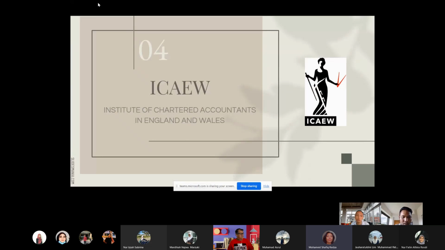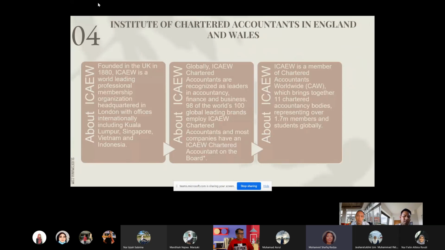Okay, lastly, the last presentation for me is ICAEW. About ICAEW, founded in the UK in 1880. ICAEW is a world leading professional membership organization headquartered in London with international offices including Kuala Lumpur, Singapore, Vietnam and Indonesia. Globally, ICAEW Chartered Accountants are recognized as leaders in accountancy, finance and business. 98 of the world's 100 leading global brands employ ICAEW Chartered Accountants, and most companies have an ICAEW Chartered Accountant on their board. And ICAEW is a member of Chartered Accountants Worldwide, which brings together 11 chartered accountancy bodies representing over 1.7 million members and students globally.